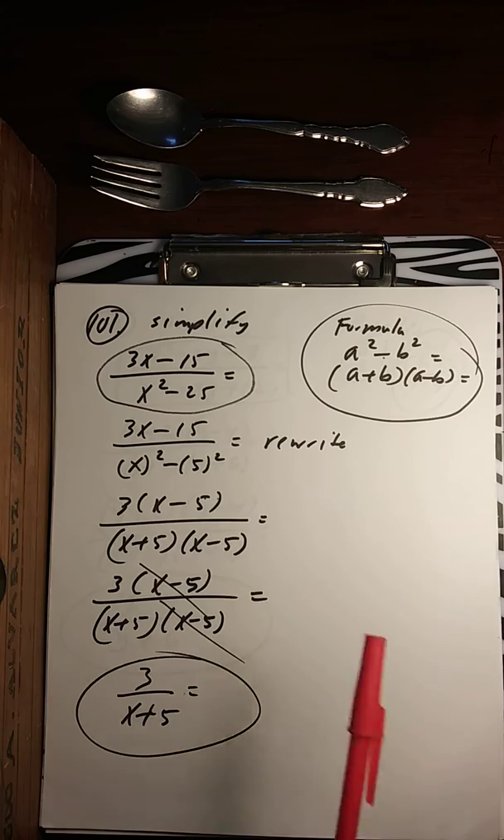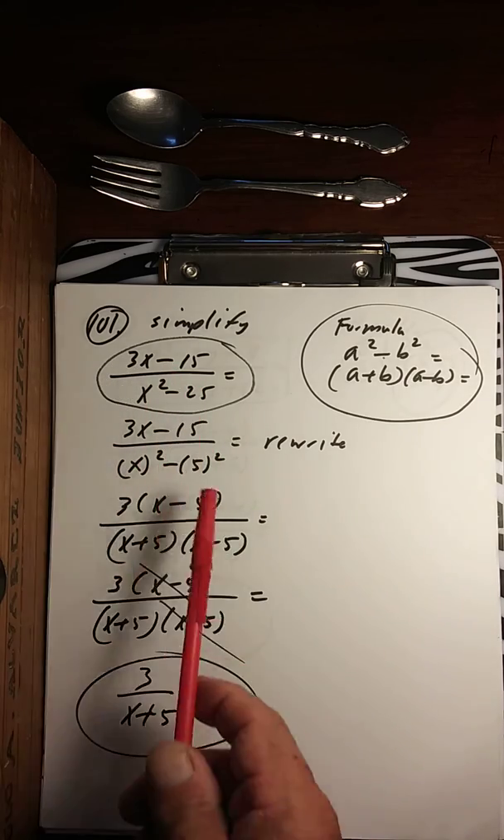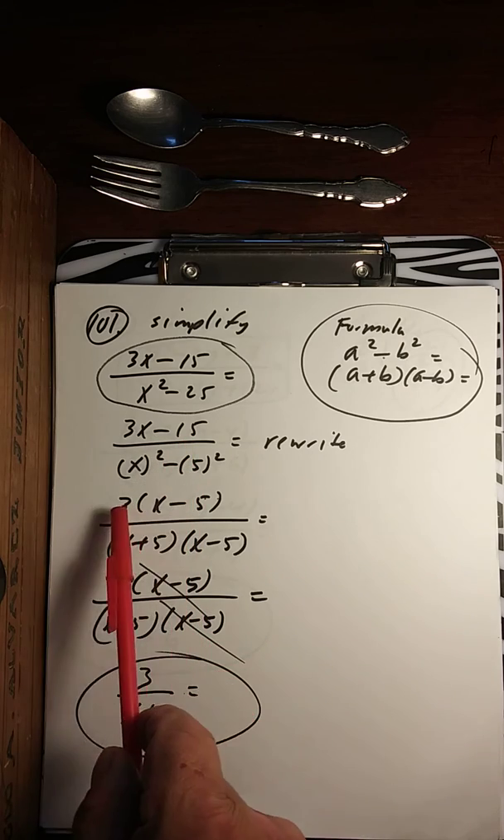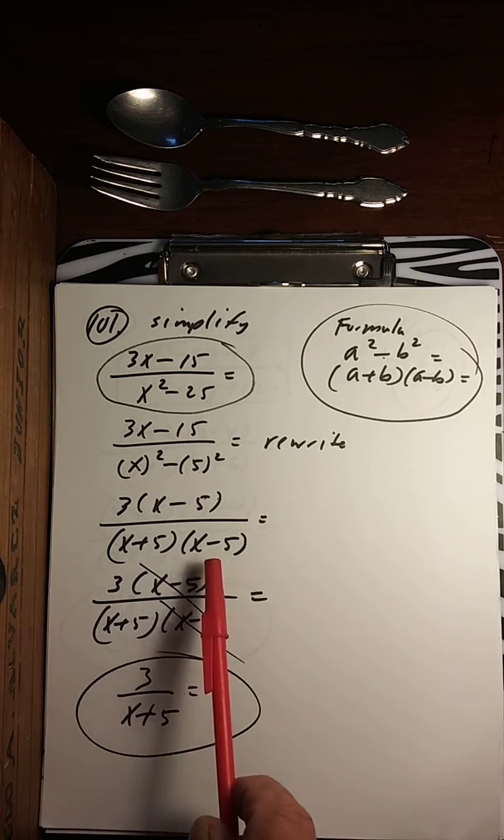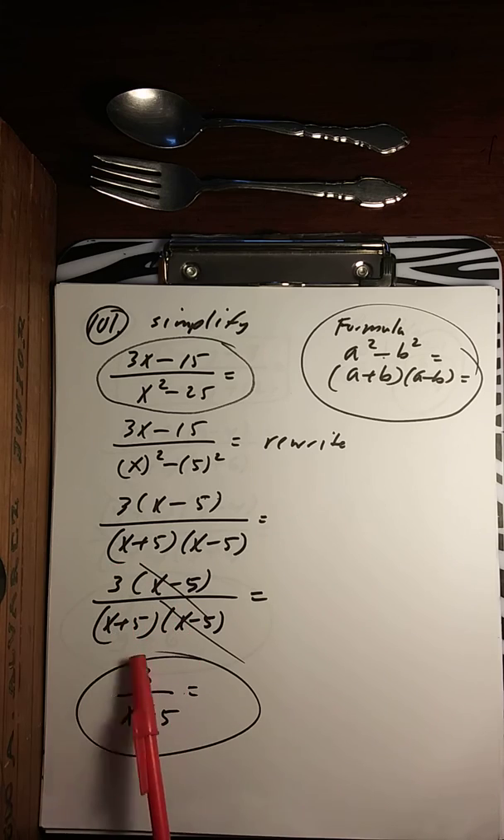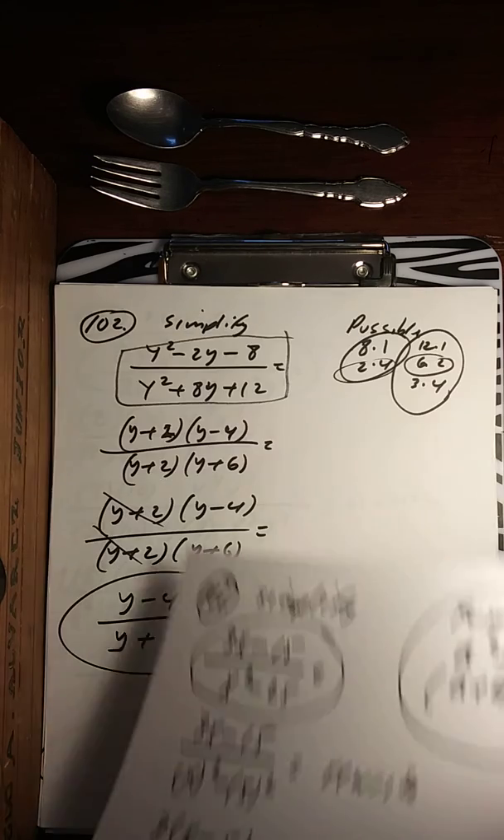Next one. Simplify this. We can factor it out as much as we can. A squared minus b squared is this. So take a 3 out from here. So you have x minus 5, x plus 5, x minus 5. And now we can cancel out the x minus 5. So we have 3 over x plus 5.